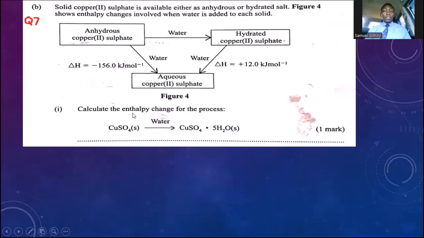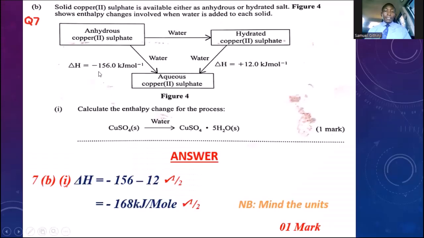Anhydrous copper 2 sulfate, where is that? Here. Yes, you add water, you get hydrated copper 2 sulfate. The enthalpy change here. So how do I go about that? Vector method, my student. You go this way, then you go this way. That tells you it will be, as I've done, negative 156 kilojoules, minus 12 kilojoules. You get this, half, mind the unit.